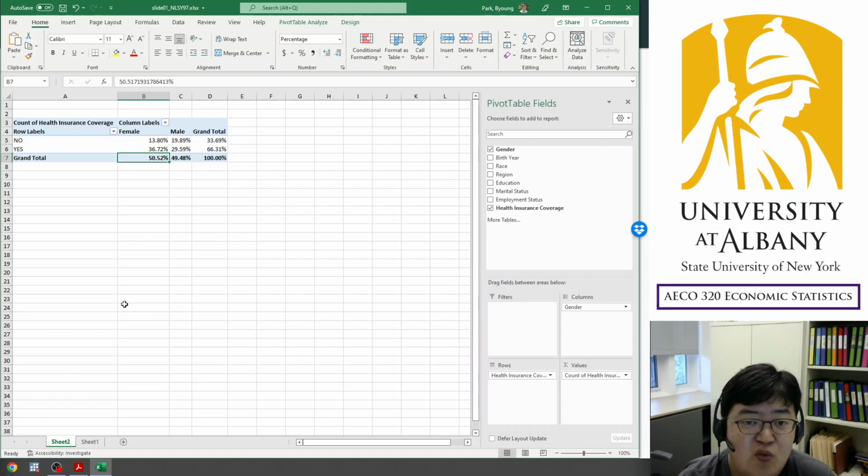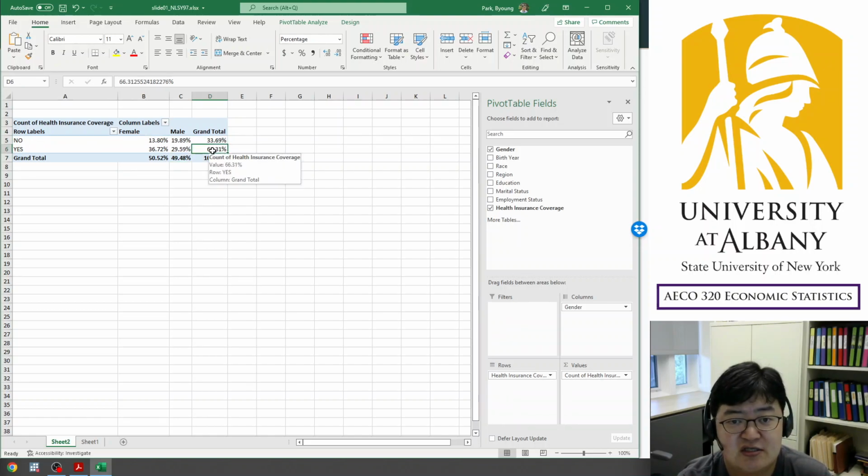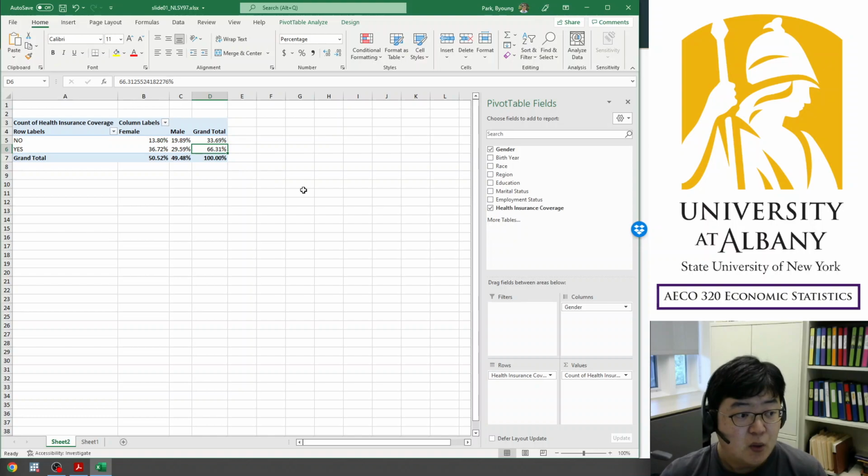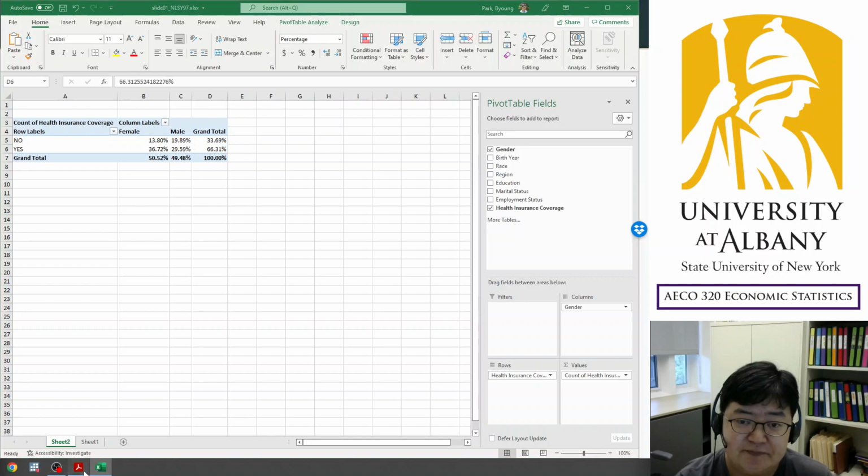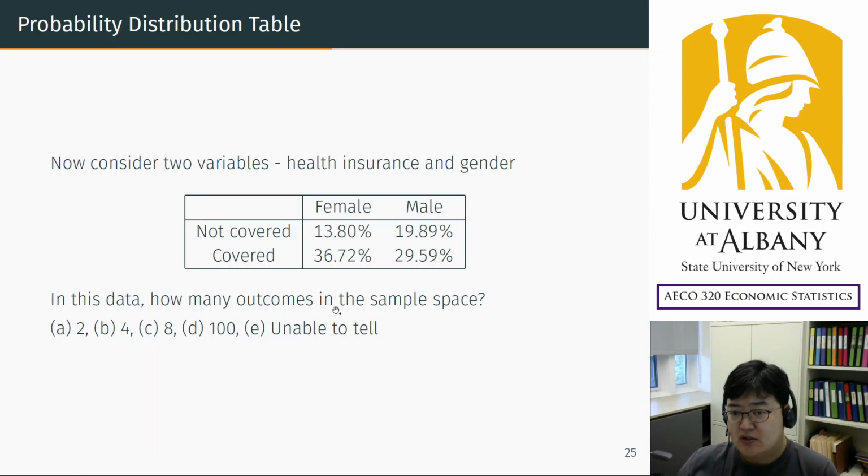And automatically we have the probability for female. So this is the probability for female, this is the probability of male, this is the probability of no, and this is the probability of having health insurance. Okay, so pivot table is very useful to summarize data. Then let's come back to our slide, and this is what you see. The table is what we calculated from Excel.